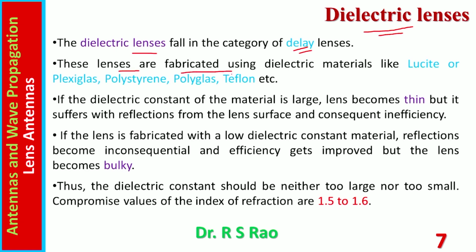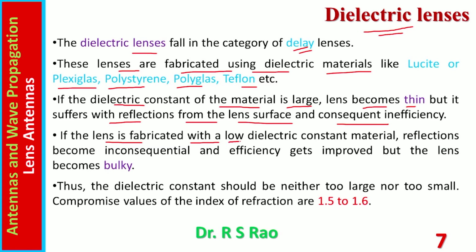These lenses are fabricated using dielectric materials like lucite or plexiglass, polystyrene, polyglass, Teflon. These are all dielectric materials. If the dielectric constant of the material is large, the lens becomes thin, but it suffers from reflections from the lens surface and consequent inefficiency. If the lens is fabricated with a low dielectric constant material, reflections become inconsequential and efficiency gets improved, but the lens becomes bulky.